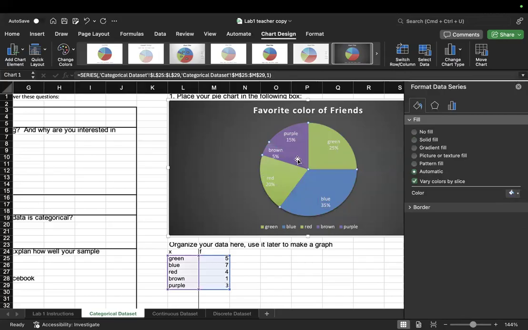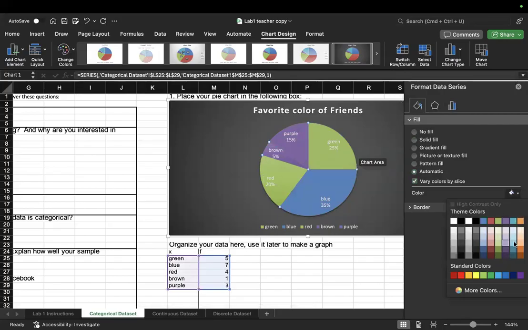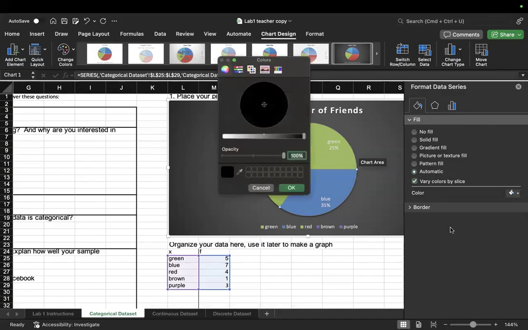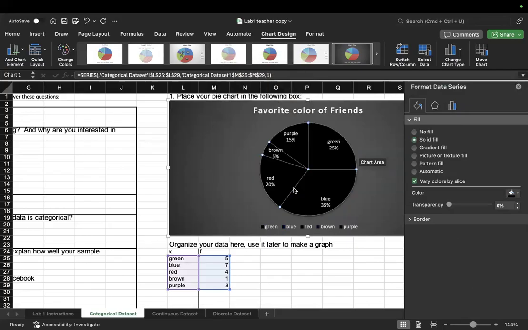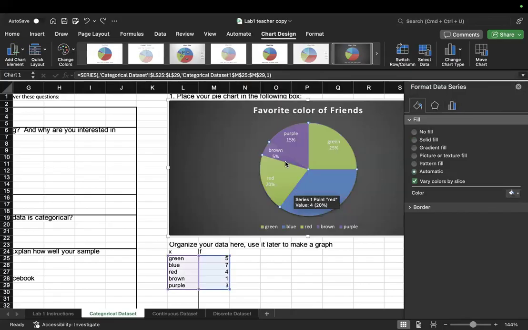See, I clicked on something else. Click on just the brown slice. Do I even have a brown? I need more colors. There's a brown. Okay. Uh-oh. I did it again. Okay. Just the brown slice. Notice, you can see I have the whole thing.